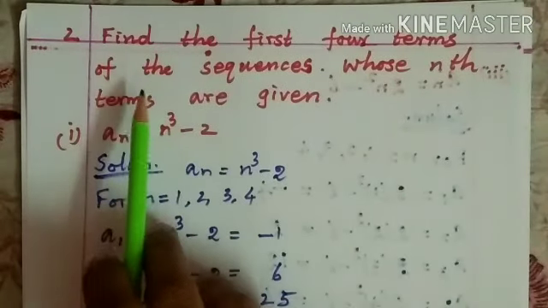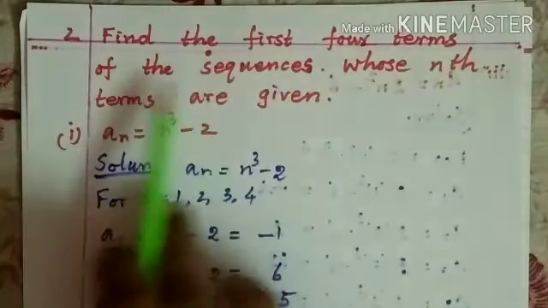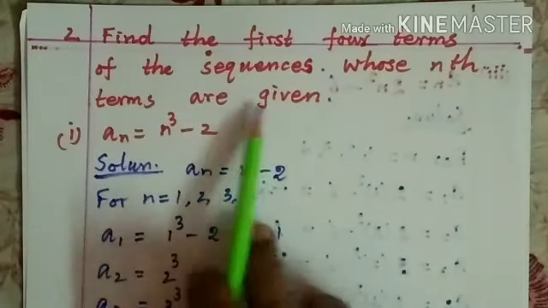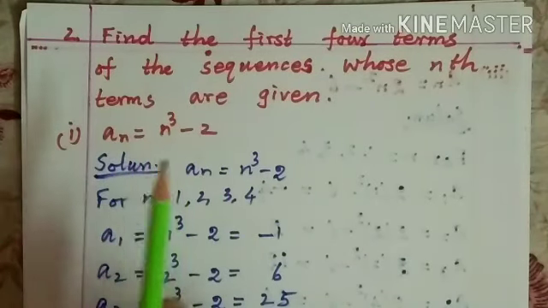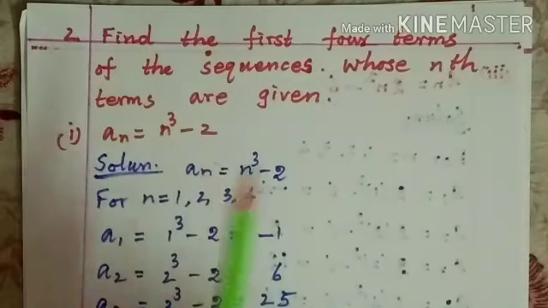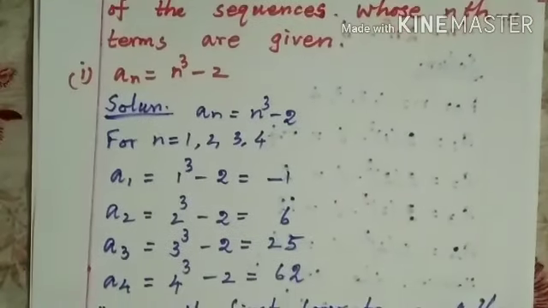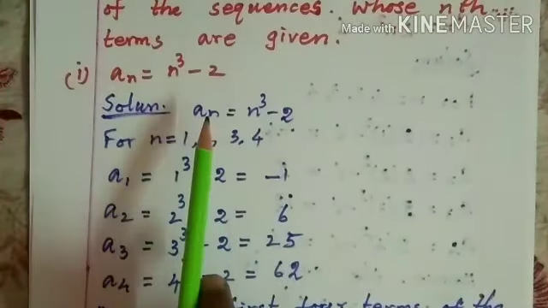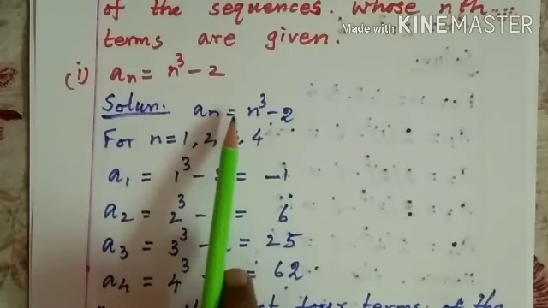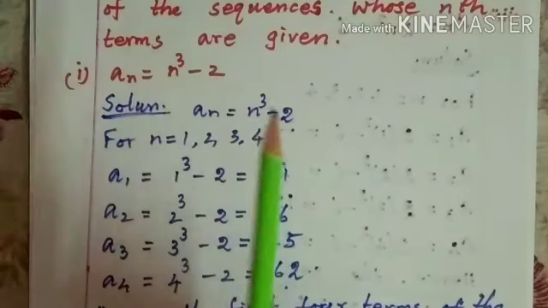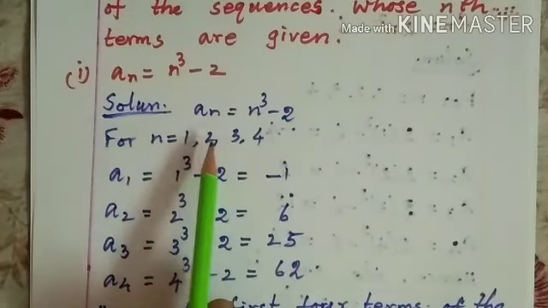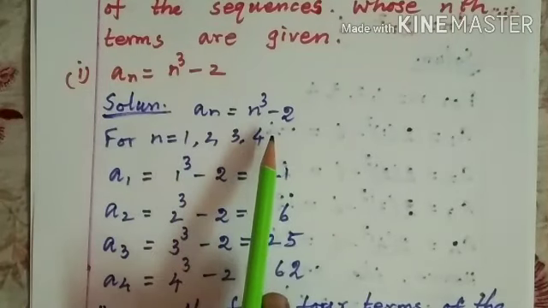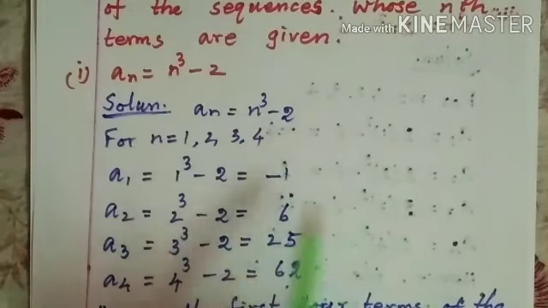Now we move on to the second sum. Find the first four terms of the sequence whose nth terms are given. In this question, the nth term is given. We have to find the first four terms. See the solution. First you take down and write the given nth term, that is a_n is equal to n cube minus 2. For n you have to put 1, then next you put 2. Similarly, you have to write up to 4. You have to find up to 4 terms.